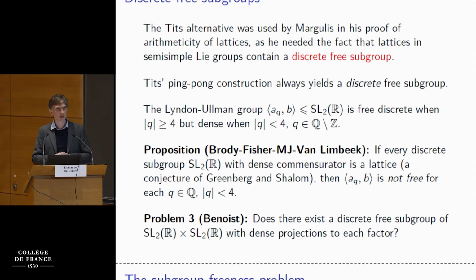The commensurator is the group of all elements in the ambient group that conjugate your discrete group to a group that's commensurable to your discrete group, namely the intersection has finite index.